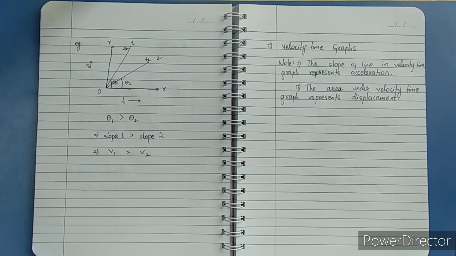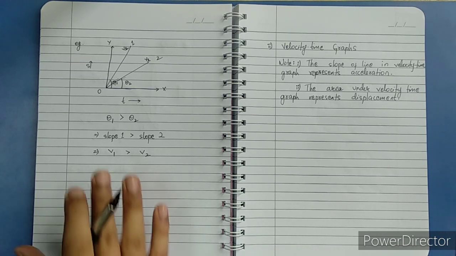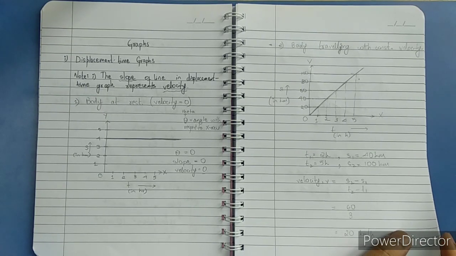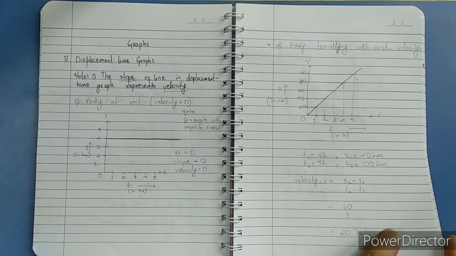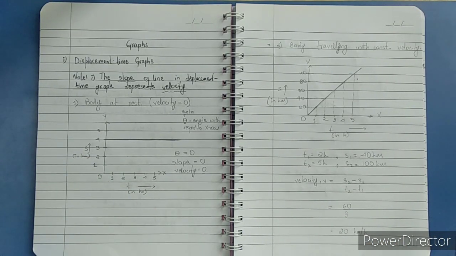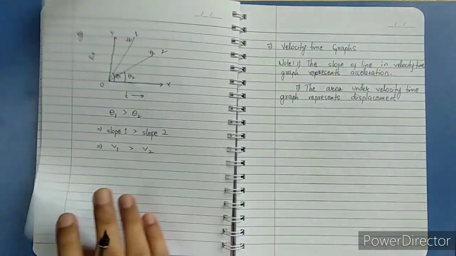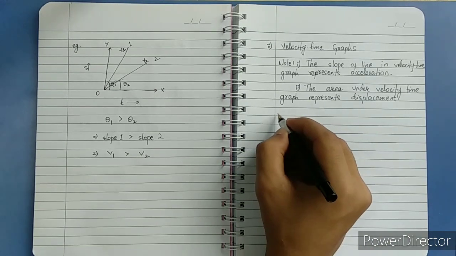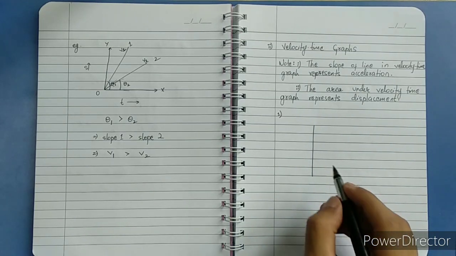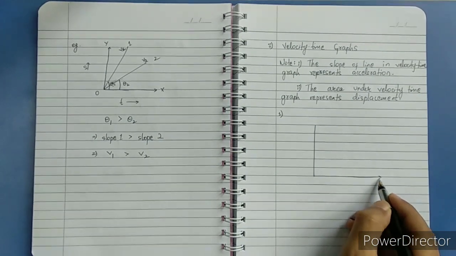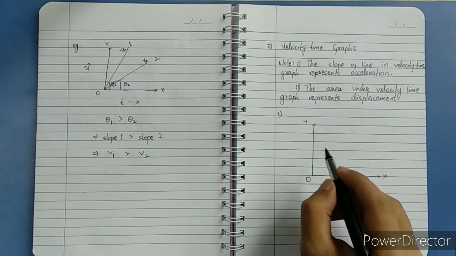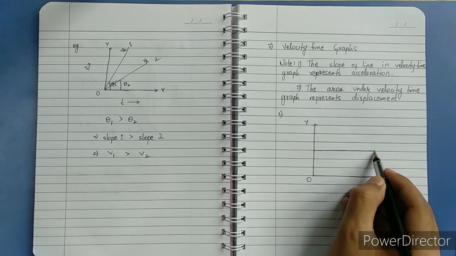Okay. Velocity time graph is not so difficult. We'll see graphs similar to the graphs we saw in displacement time graph, but the understanding will completely change because instead of displacement in the y-axis, we'll be taking velocity. So first graph is this one: y-axis, x-axis, origin, similar to the first graph we saw in displacement time graph.